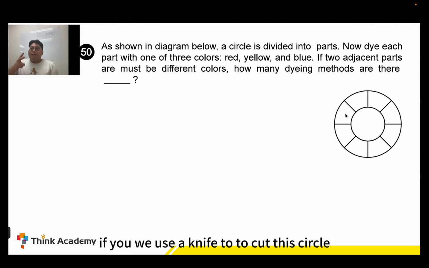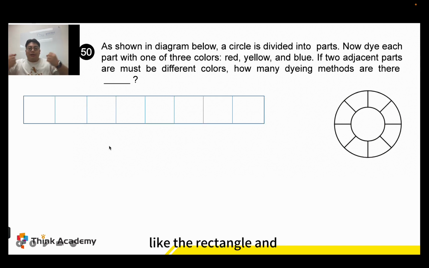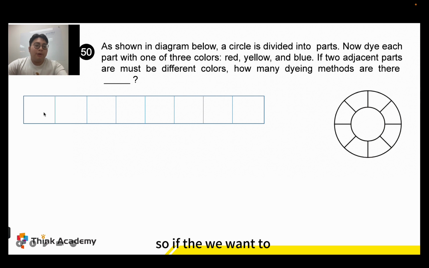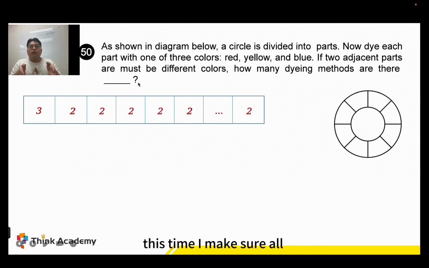Firstly, let's think. If we use a knife to cut this circle, it will become a straight rectangle, separated into 8 parts. Because we want to get the general term, let's assume we have unlimited parts. If we want to color the first one, there are 3 different colors, and for all the next ones it will be 2, 2, 2, 2, 2, 2. This way I make sure all the adjacent colors are not the same.